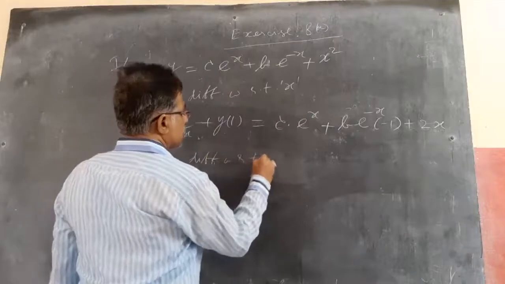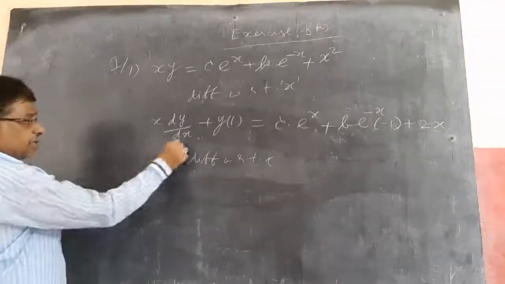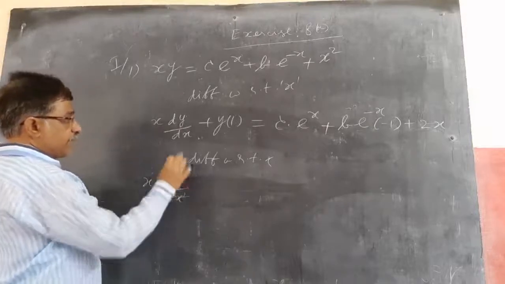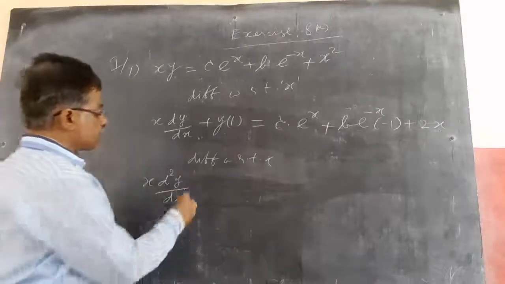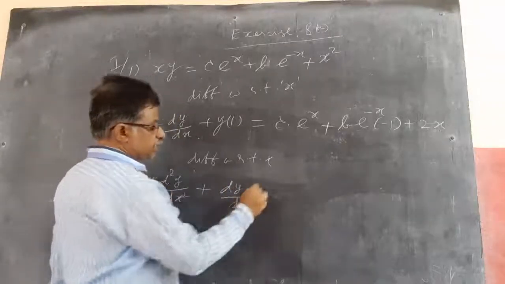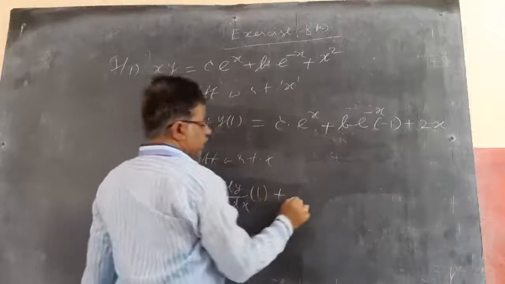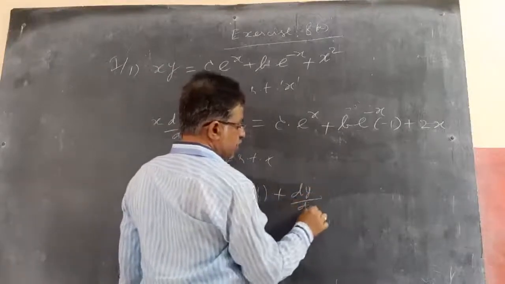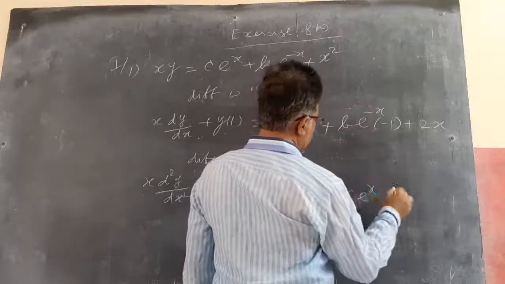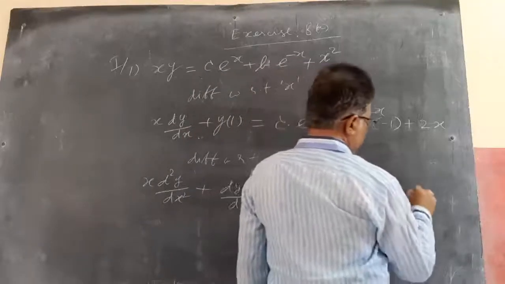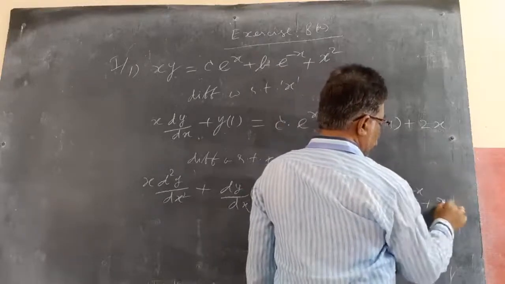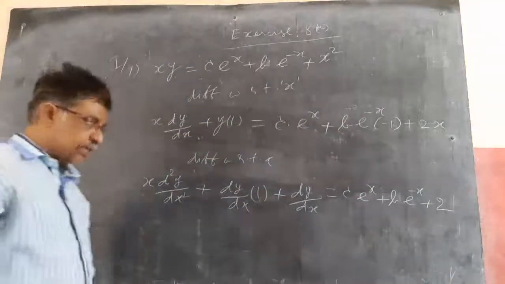What happens? So this becomes again the product rule. x into d²y/dx², derivative of dy/dx is d²y/dx², plus dy/dx into derivative of x which is 1, plus derivative of y which is dy/dx, equal to c into e^x plus b into e^(-x) into another derivative minus 1, so minus of minus is plus, plus derivative of 2x which is 2.